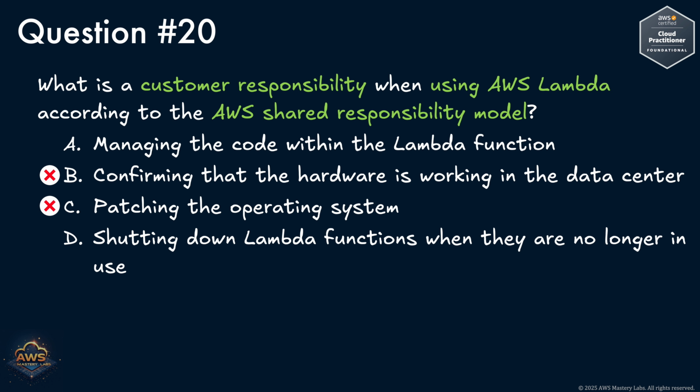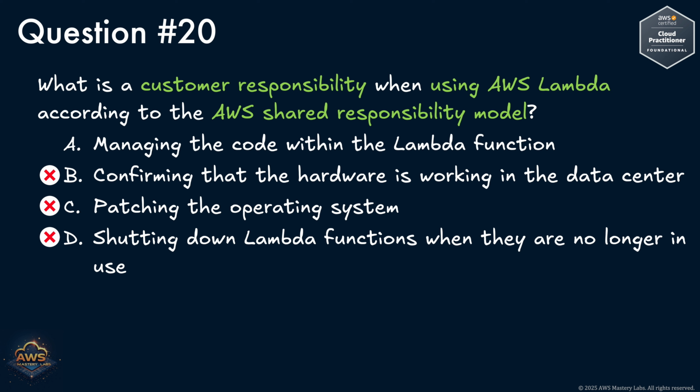Option C, patching the operating system. This is another responsibility that AWS absorbs when you use AWS Lambda. One of the key benefits of serverless is that you don't have to patch or maintain the OS or the runtime environment. AWS ensures the platform is secure and up to date so developers can focus solely on their logic. Incorrect, because operating system patching is managed entirely by AWS in Lambda.